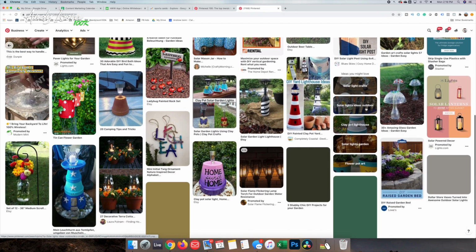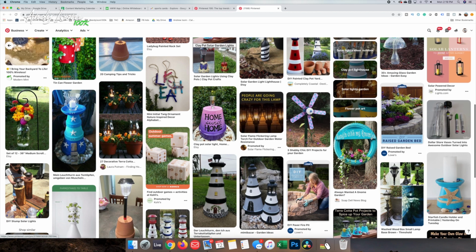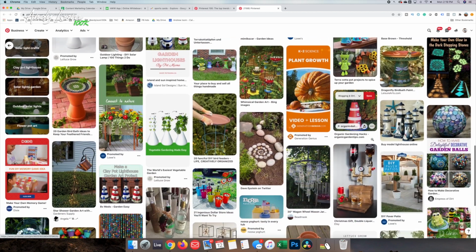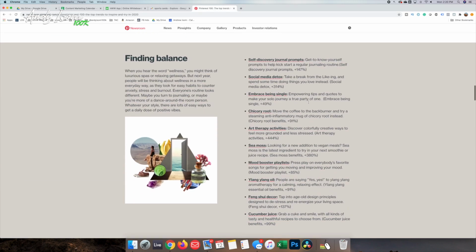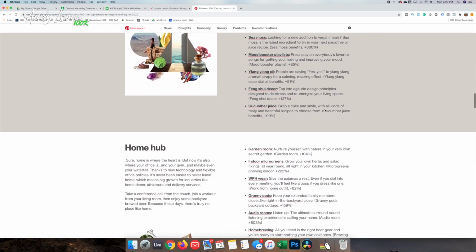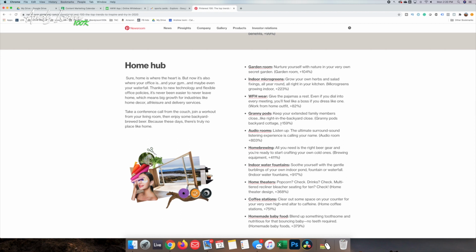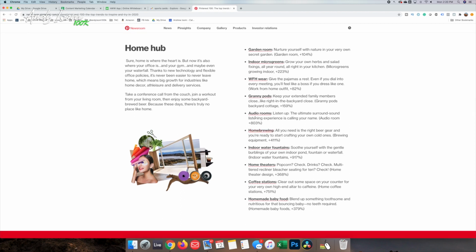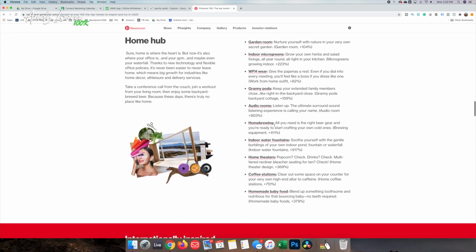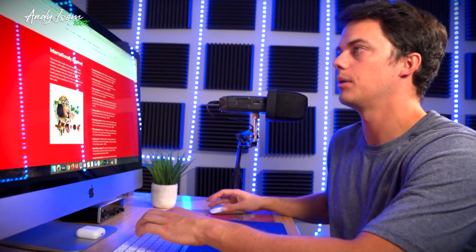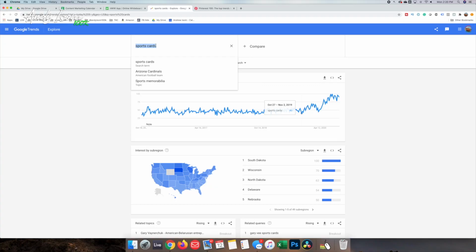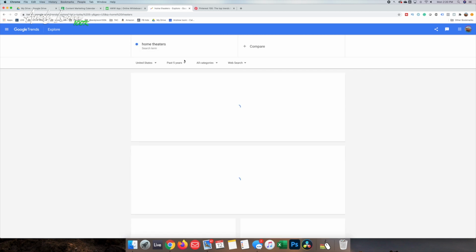So here's all the different pins for solar light crafts. Maybe there's a product that you could create that would serve this type of market. But there's all sorts of cool stuff in here. This article is one of my favorite articles for seeing the cool numbers of what's trending. Audio rooms are up by 803%, home theaters. So think about it, home theaters are up by 503%. Maybe I'll come back here to Google Trends, check it on here, home theaters. I don't know if that's how you spell it.